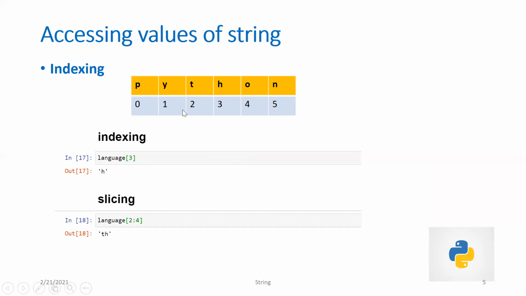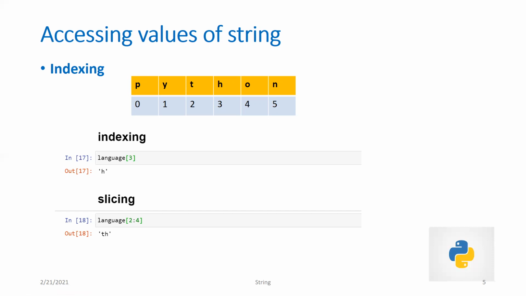If I want to see the specific value of an index, I can write language, the variable holding the string in Python, and inside the brackets I just put 3. That means index 3 of the string. It is the fourth position actually, but index number 3 is holding the h value. So h has been printed.